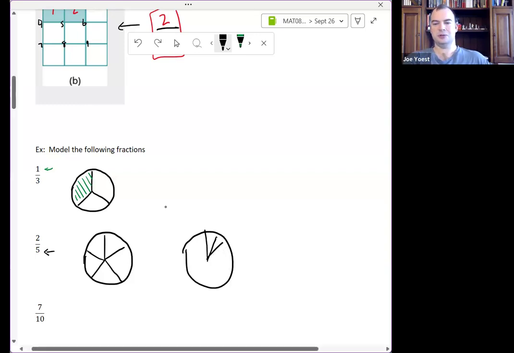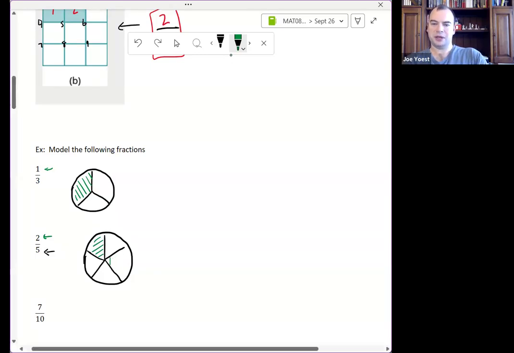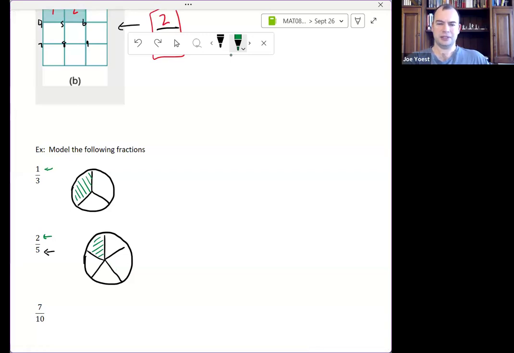That's a little too different. It's going to throw off our intuition, but something like this, close enough. And I want to select 2 of these bits. I could do something like this. There's nothing wrong with that. Usually though, if I'm free to pick which ones to shade in, I'll pick adjacent slices.